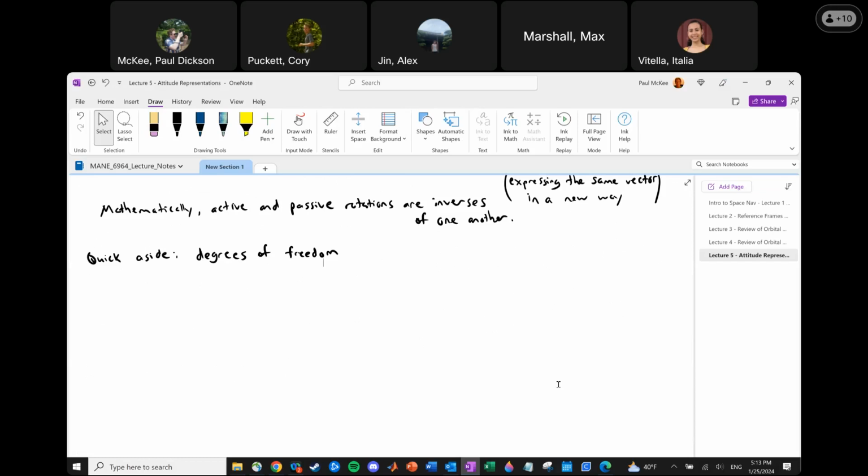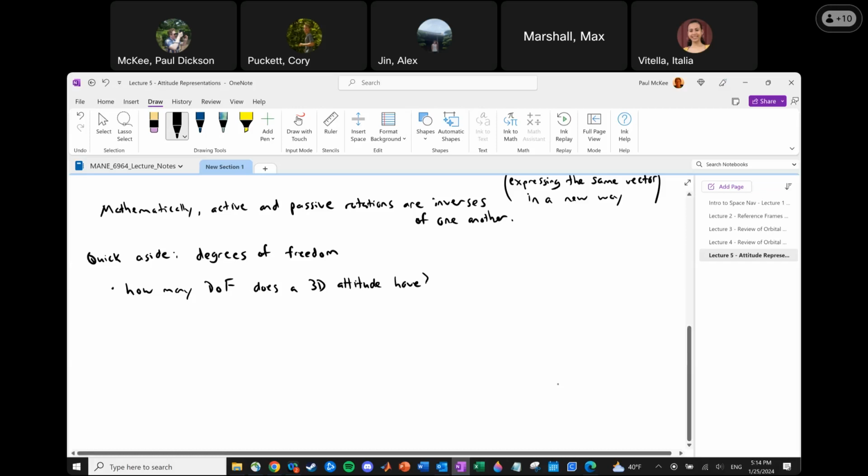So the degrees of freedom. How many degrees of freedom? And whoever wants easy points, we actually already asked about this. I think it was on the first day, or might have been the second day. How many degrees of freedom, DOF, does a 3D attitude have? So that's a softball. Whoever wants to key in their mic can answer that one.